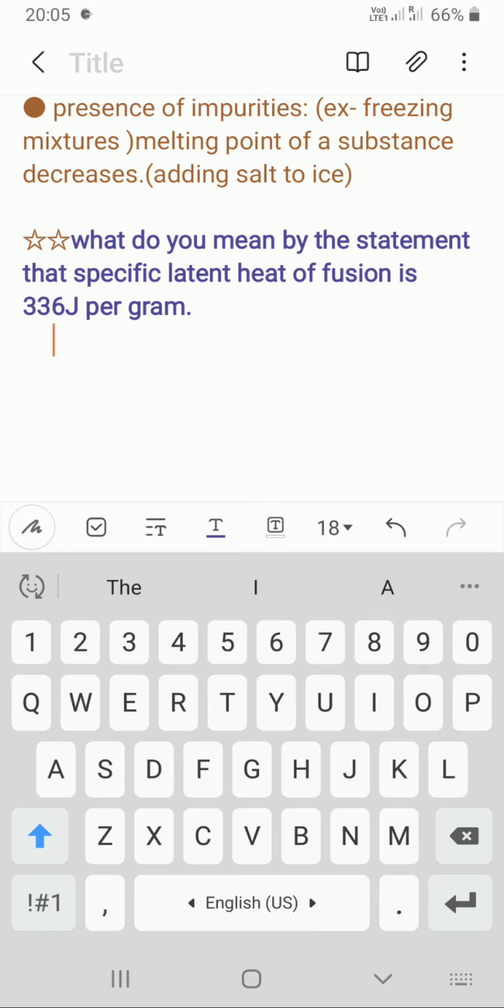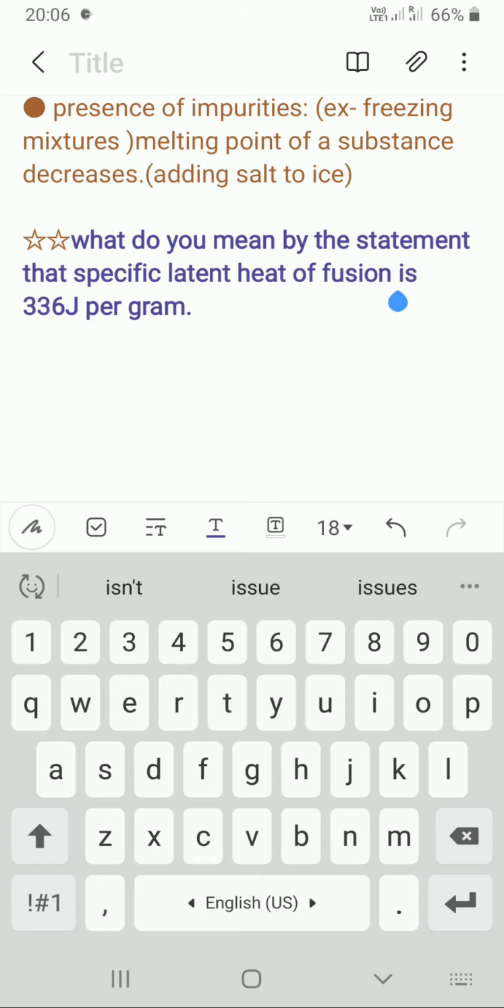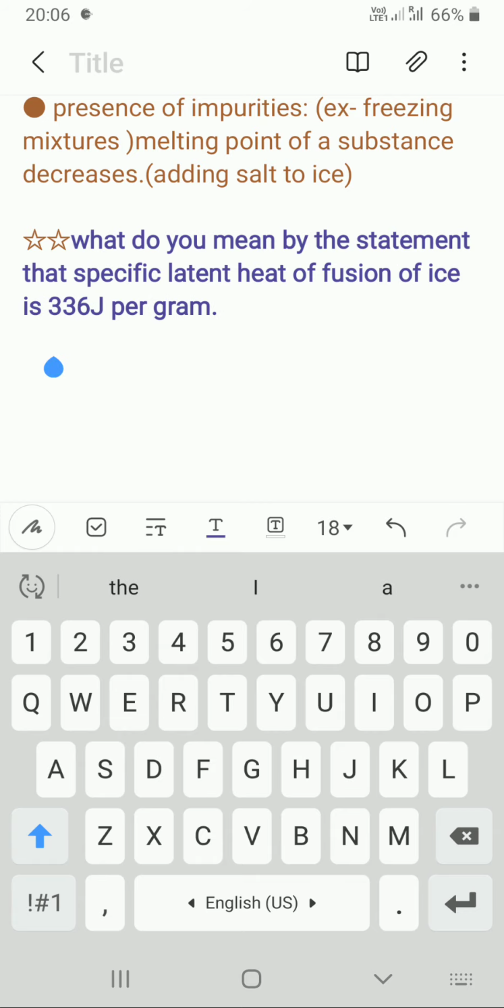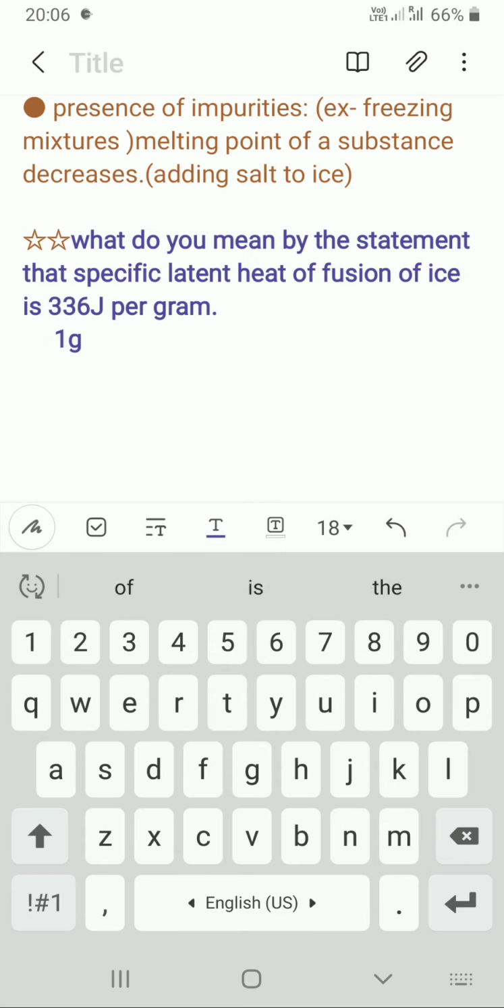The answer will be, see, it is given specific latent heat of fusion. That means ice will be changed into water, solid state changing into its liquid state. So I have to write specific latent heat of fusion of ice. I know the melting point of this solid. Here I will write 1 gram, its unit mass. Specific latent heat of fusion should be started with the unit mass.